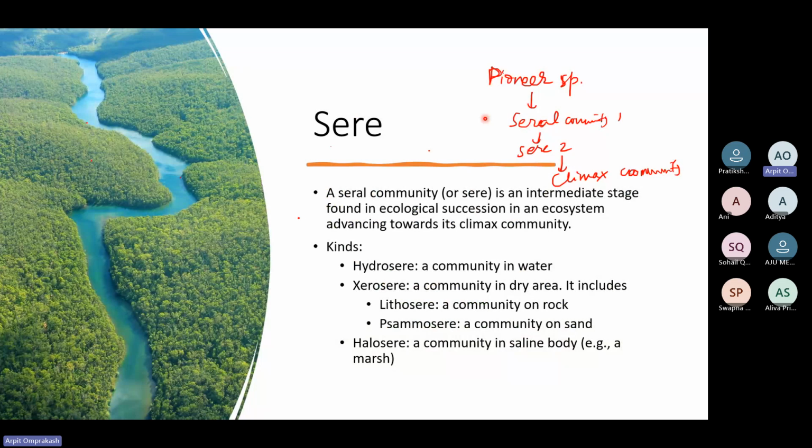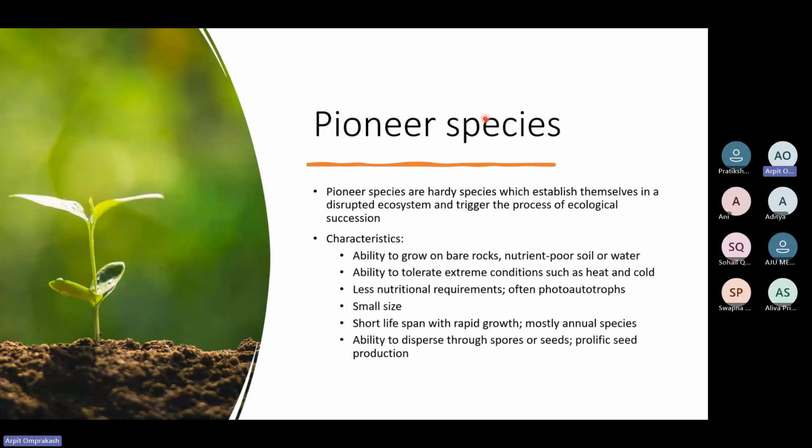A sere is an intermediate stage found in the ecological succession in an ecosystem, advancing towards its climax community. Seres can be of many types. Hydrosere is a community in water, xerosere is a community in a dry area, lithosere is a community on rock, psammosere is a community on sand, and halosere is a community in a saline body. We have pioneer species, which are hardy species that can establish themselves in a very disruptive ecosystem and trigger the process of ecological succession.